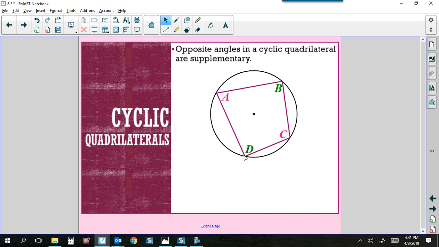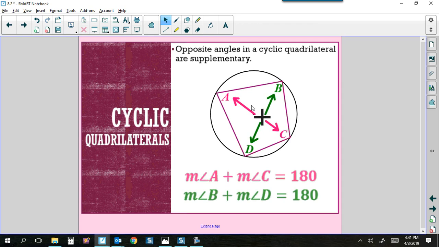Well, if the angle is equal to half of the arc, what is half of a circle? 180. So opposite angles in a cyclic quadrilateral are actually supplementary. They add up to equal 180. Very cool. And you can have supplementary angles in a quadrilateral, but not in a triangle.